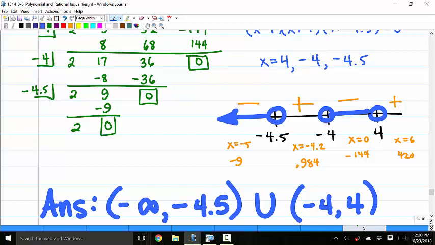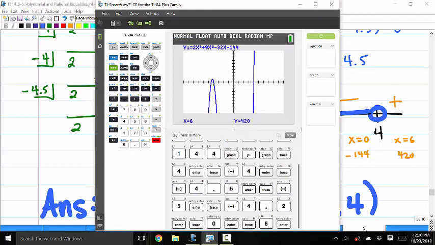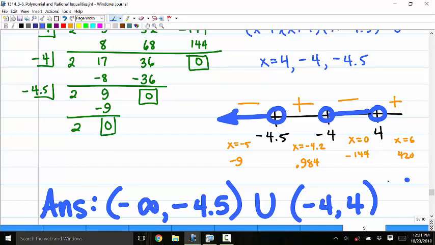Again, if I look at my graph, I want to know where was it less than 0? Where is it below the x-axis? It's below here, and it's below on this piece. Do you agree? So I have two pieces there.